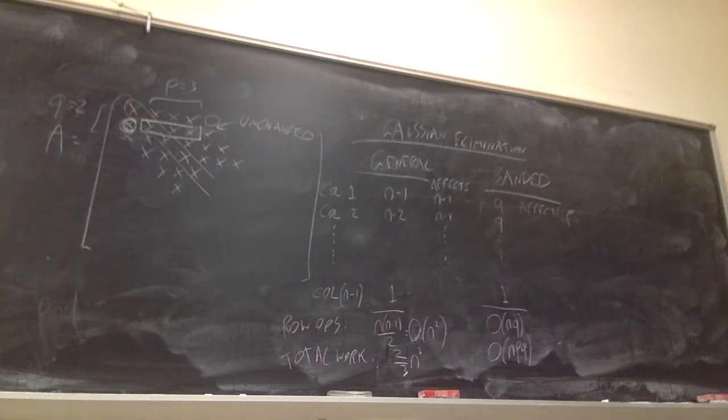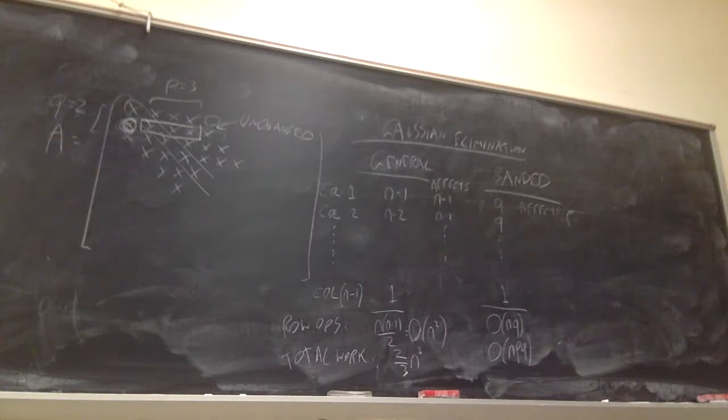And what can be seen is if you look at the process of back substitution and forward substitution, that those are order n squared work in the general case, and are also only order n in the banded case.